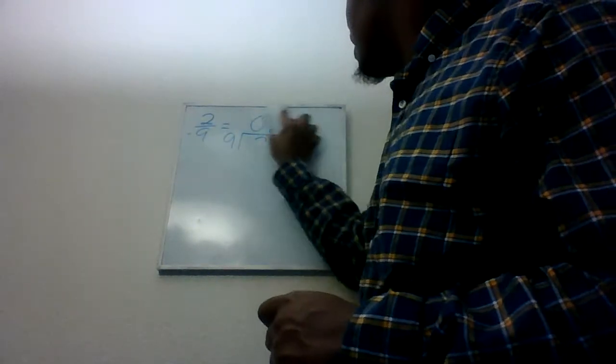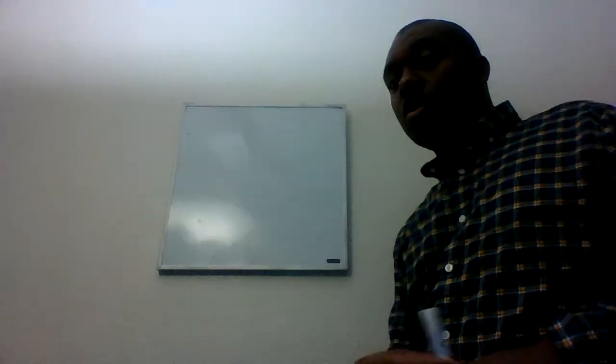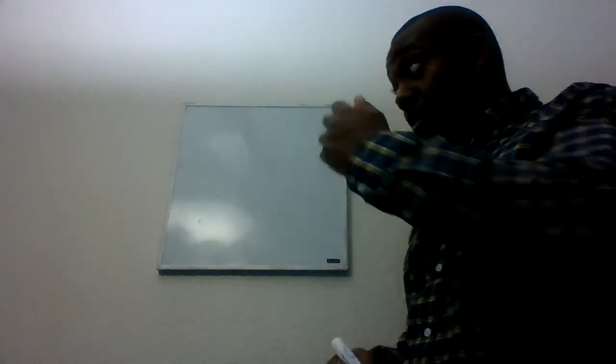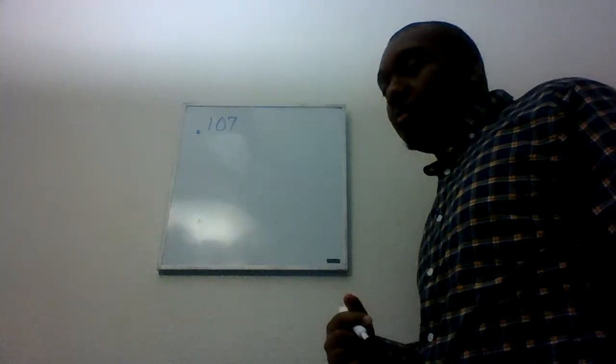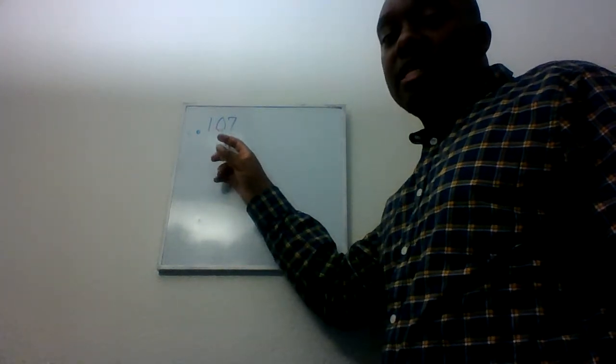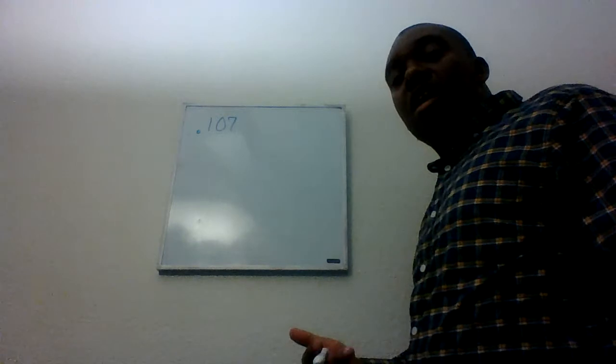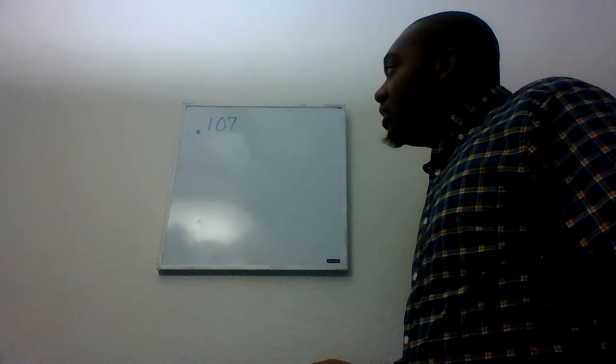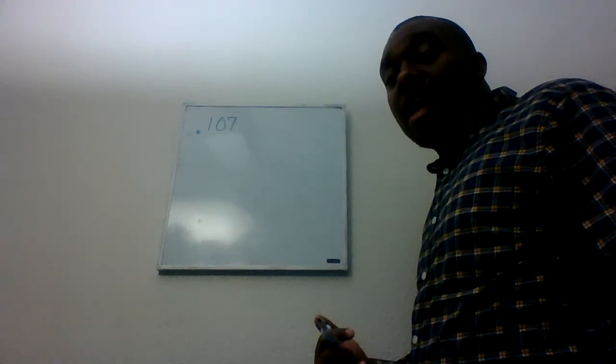Let's look at the other direction, going from a decimal to a fraction. All right. Well, we'll start off with this number. Well, how do you read that number? Oh, well, that's the tenths place, that's the hundredths place, that's the thousandths place. Okay, good. I'm glad you know that. So you would read this as 107 thousandths.